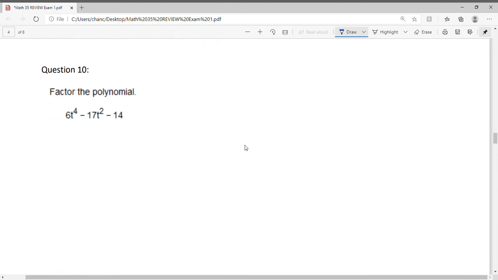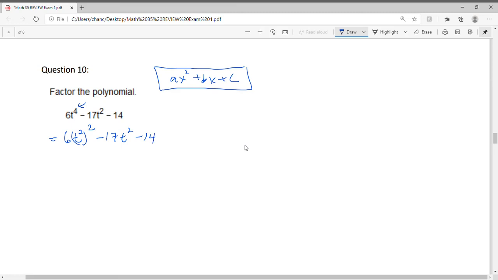Question number 10, let's factor the polynomial. Notice that this is a power of 4. We're used to polynomials of this form, powers of 2, so we're going to have to convert this. I'm going to rewrite this as a power of 2. So let's say 6t squared, but I need a 2 here. That's the only way to get the 4 back. So if you look at it now, this is a power of 2 just like we want here.